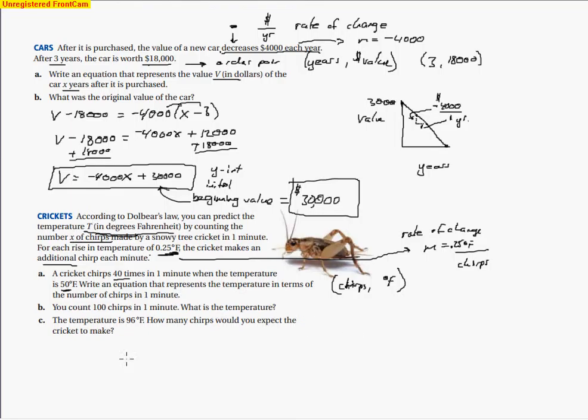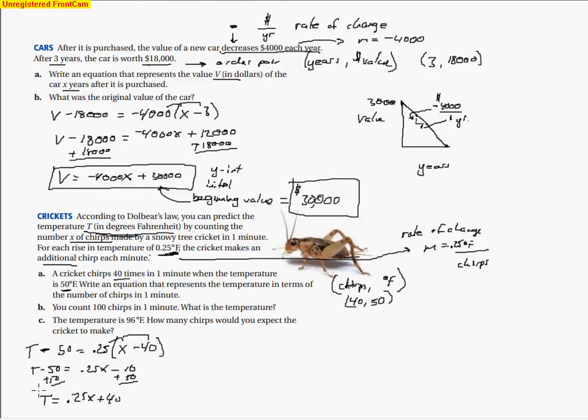So we're ready to set up our equation. So we're going to do T minus in this case, because our point that they give us is 40 chirps each minute for degrees Fahrenheit of 50 degrees. So T minus 50 equals 0.25 times X minus 40. So I distribute, and I have T minus 50 equals 0.25x, and then minus, and then a fourth of 40 is 10. So I just have to add the 50 to all sides, and I'll get the answer. So it looks like T is going to equal 0.25x plus 40.